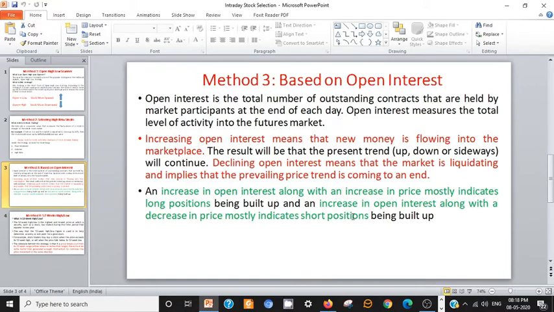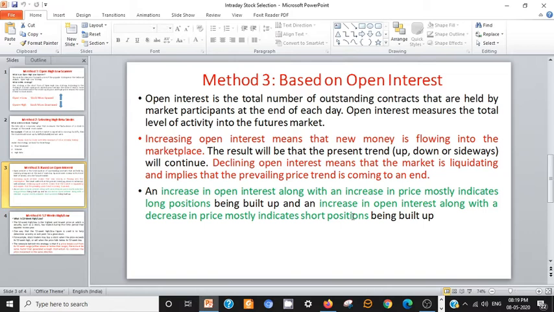The third method is based on open interest. Now, what exactly is open interest? Open interest is the total number of outstanding contracts that are held by market participants at the end of each day. So open interest basically measures the total level of activity in the futures market.